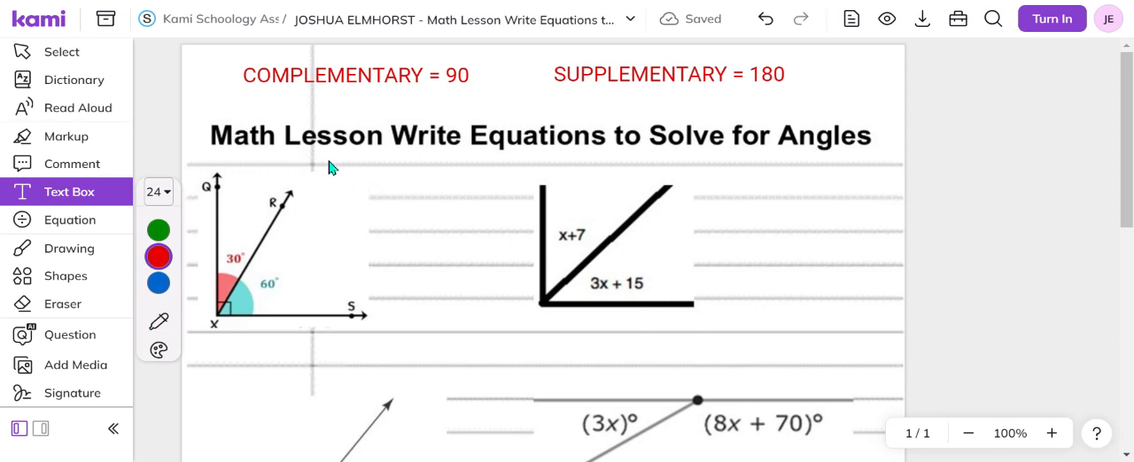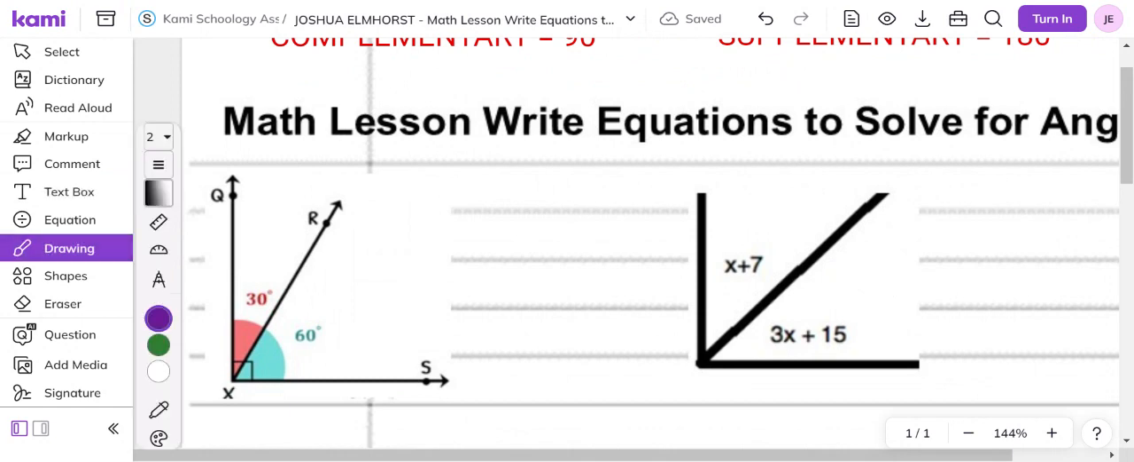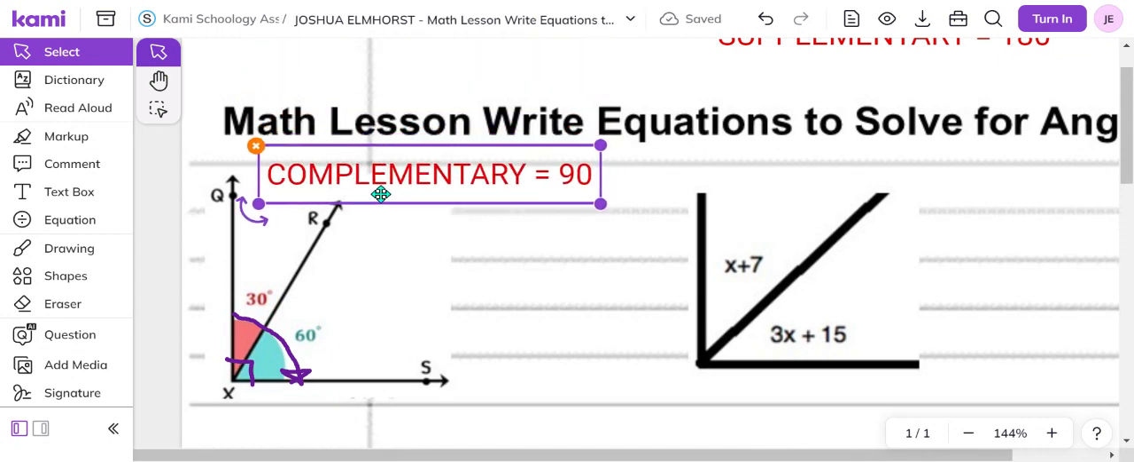This is Mr. Elmhorst with the math lesson where we can write equations to help us solve for angles and angle concepts. There are two angles here, and when put together, they equal 90 degrees. So these are called complementary angles.